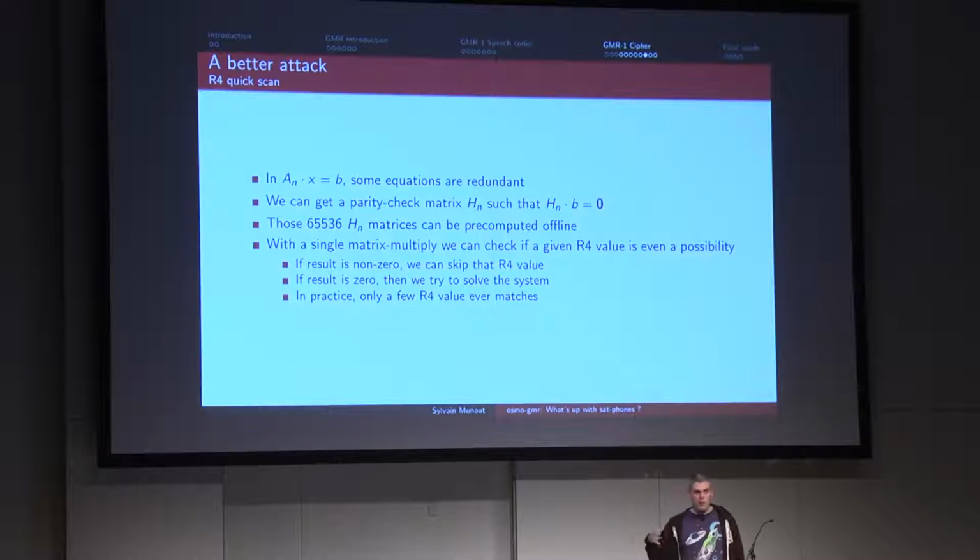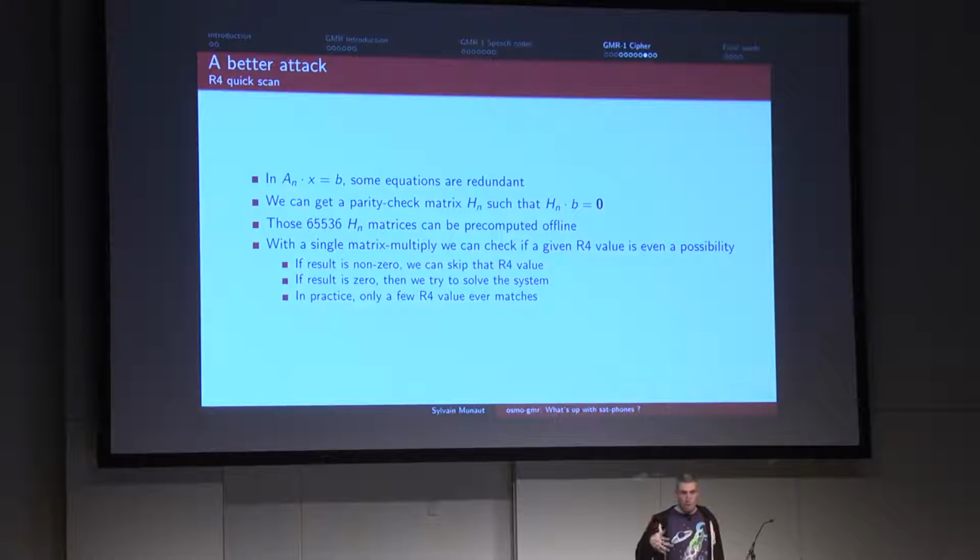That's essentially the offline data of the attack. You pre-compute those giant matrices, and then you take B, which is the ciphertext you got from the cipher. You multiply it by this matrix, and if it gives you 0, you know that this particular R4 value might be correct. You don't know if it's correct or not, but at least it might be. If the result is non-zero, then you know that R4 is definitely not the correct R4.